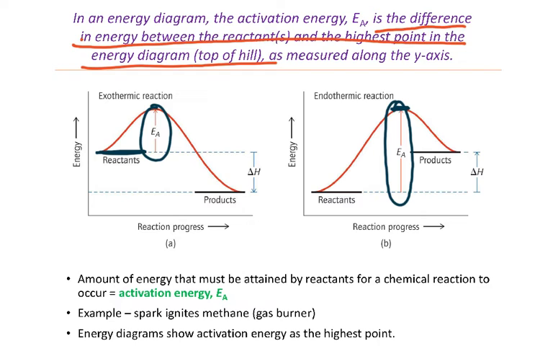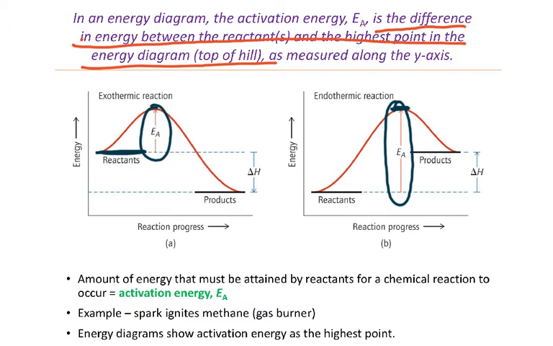The example I gave last time was a spark that would ignite methane or start a fire. That would be providing the energy to get over the hill. That is the amount of energy that must be attained by reactants for a chemical reaction to occur.